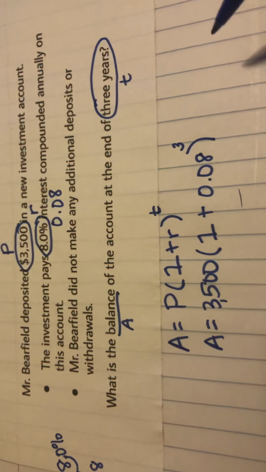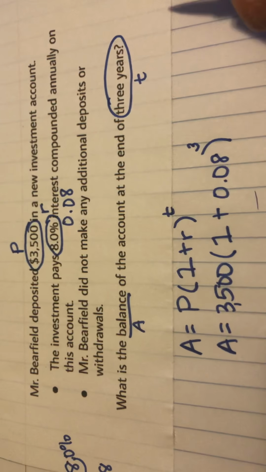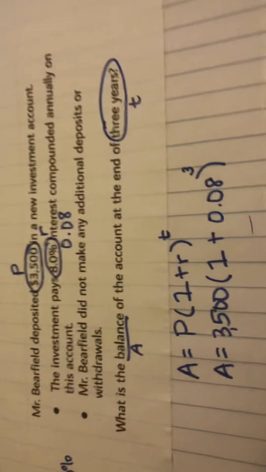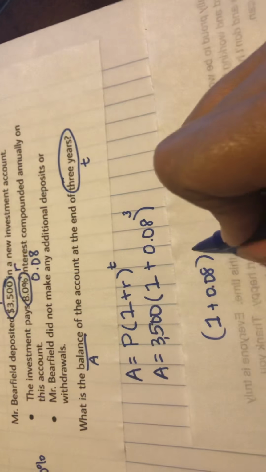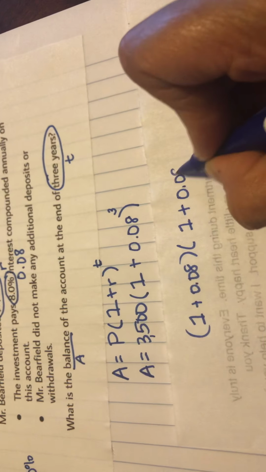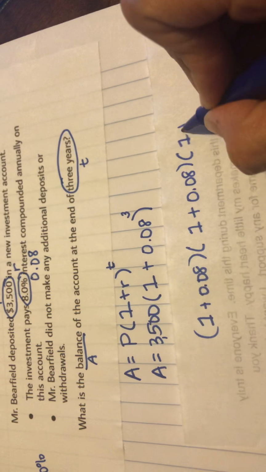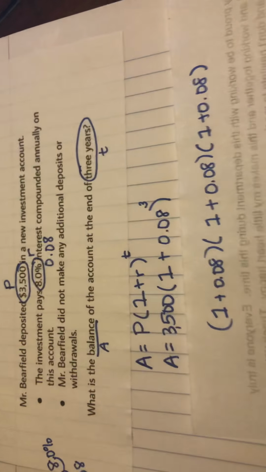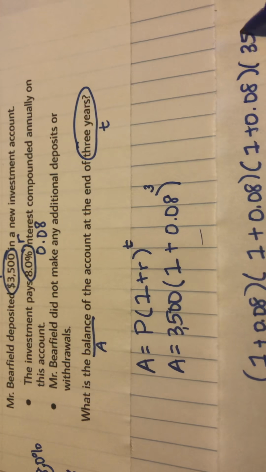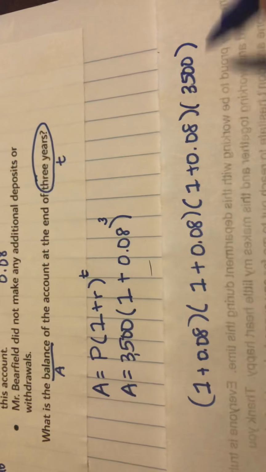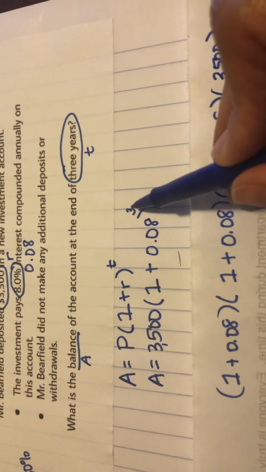In this case, if you don't have a calculator, let me use a separate piece of paper just to show you what that looks like. You're going to take 1 plus 0.08 times 1 plus 0.08 times 1 plus 0.08, 3 times, and then once you have this answer, you can turn around and multiply that by 3,500. That's the long way of doing it if you don't have a calculator to raise it to that power.